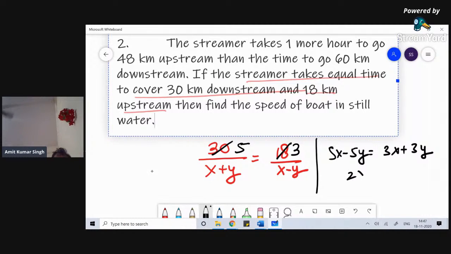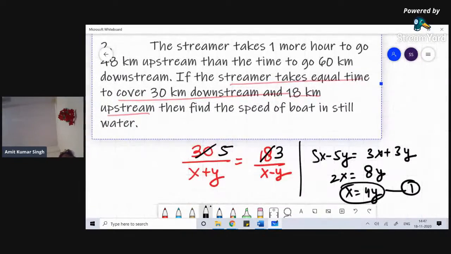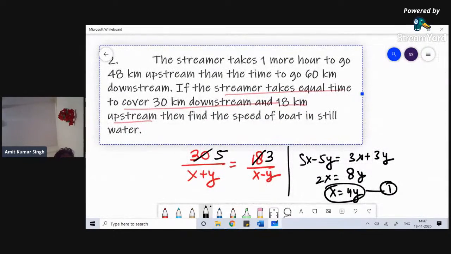So 2x is equal to 8y. So x is equal to 4y. This is my equation 1. Okay, this is my equation 1. So once I get this equation, the steamer takes 1 more hour to go 48 kilometer upstream. So, Anupriya, you'll do it that way only. So here you get x equal to 4y.